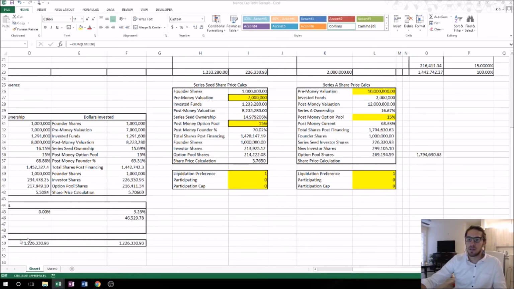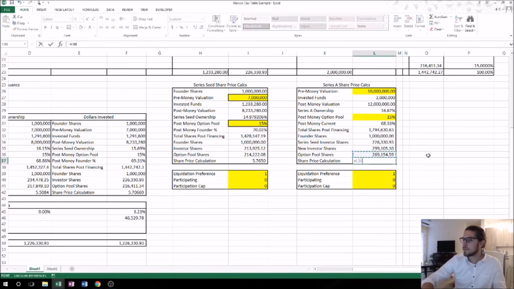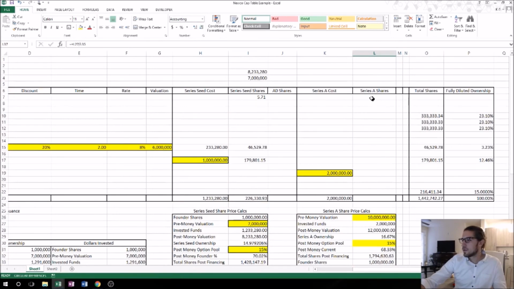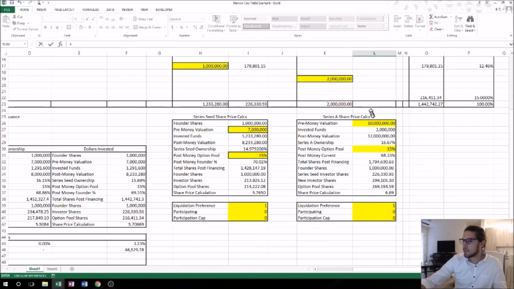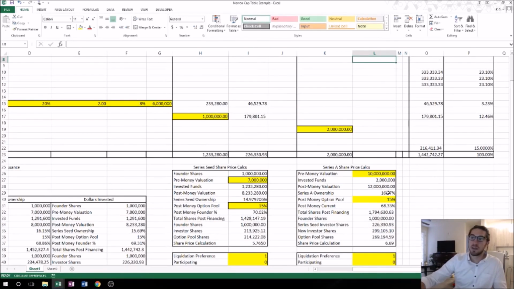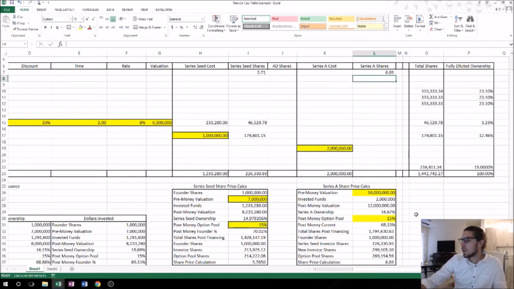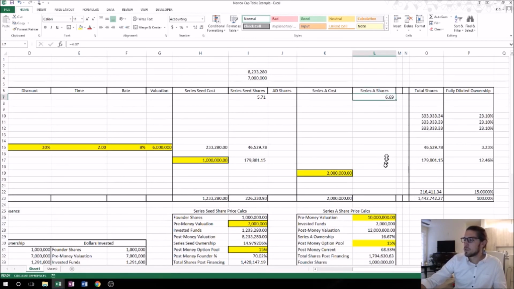Now we just need to do the share price calculations. The way you do the share price calculations is just divide the money invested by how many shares they got. So that's invested funds by how many shares, that's the new investor shares there. So the share price is $6.69 right here. And so we're going to go up here and reference that cell, just like we've done before when we put the if statements in there.